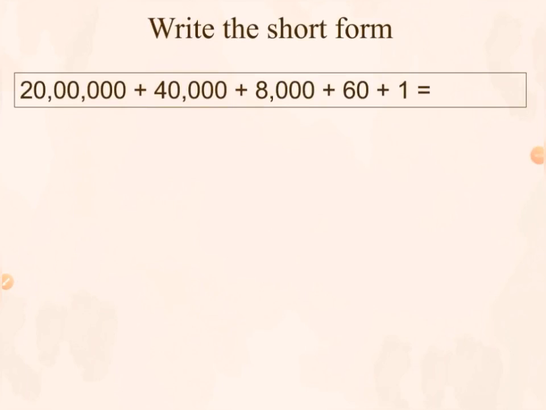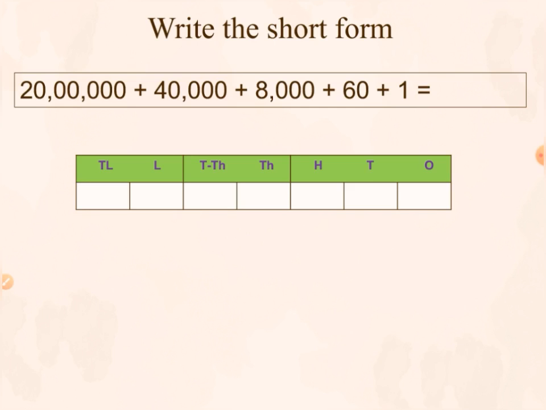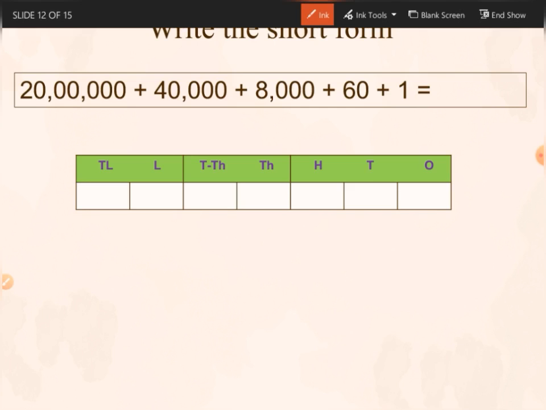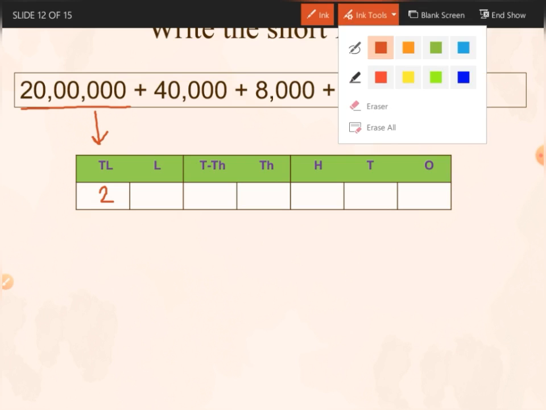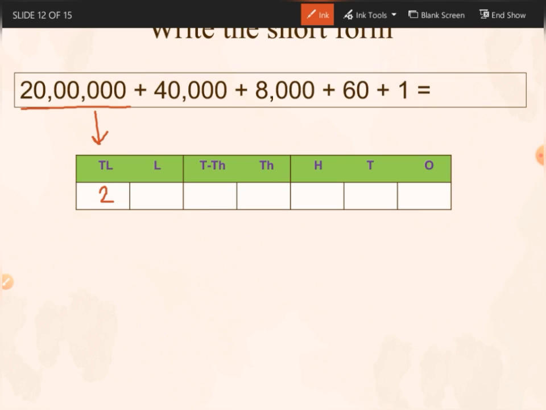So here I have taken an expanded form, that is 20 lakh plus 40,000 plus 8,000 plus 60 plus 1. We have to write it in short form. So first we will see in the place value chart which are the digits which will appear at each place. So here the first number is 20 lakh. So for the 10 lakhs place we have 2. Then we'll check for lakhs place which digit we have. You can see that there is no lakhs place here. As I told you in the previous slide, for any place if we don't have a digit, we put 0 for that place. So here at lakhs place 0 will appear.